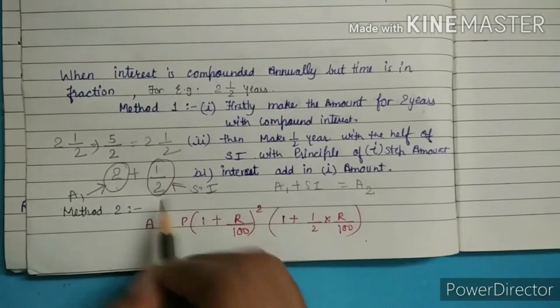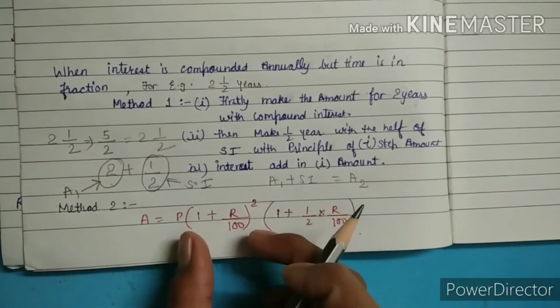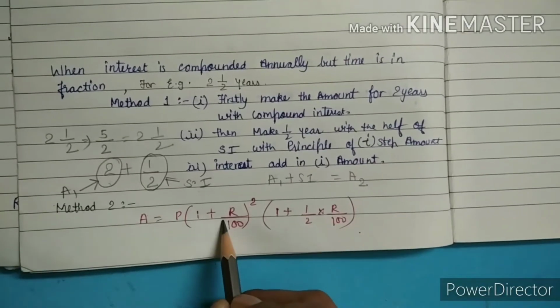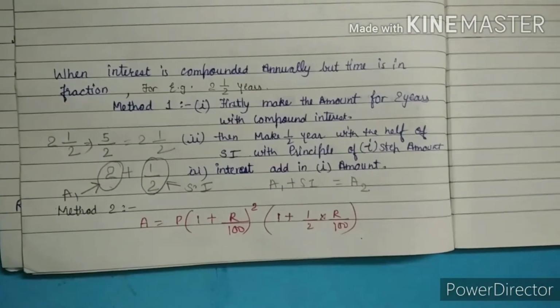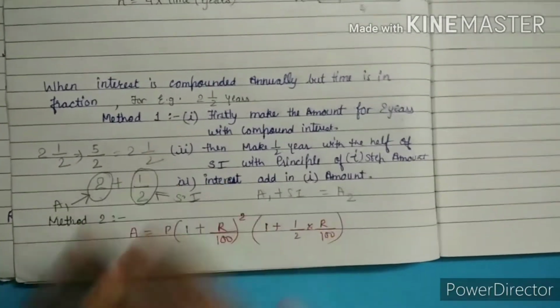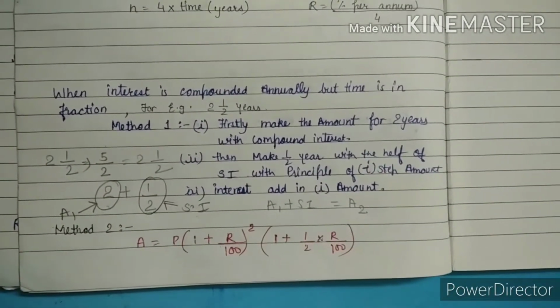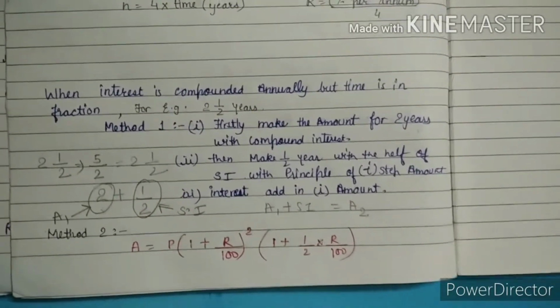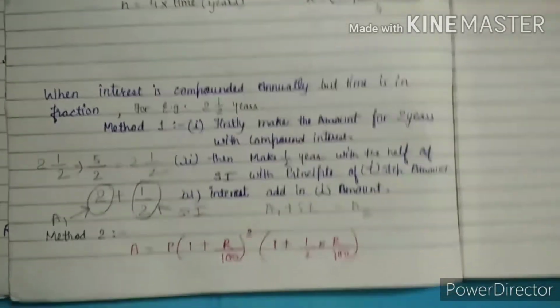In the fraction 1 by 2, the same (1 plus r by 100) bracket will go here, but before the r, the fraction is multiplying. By this formula we can also directly calculate when time is given in fraction and interest is compounded annually.